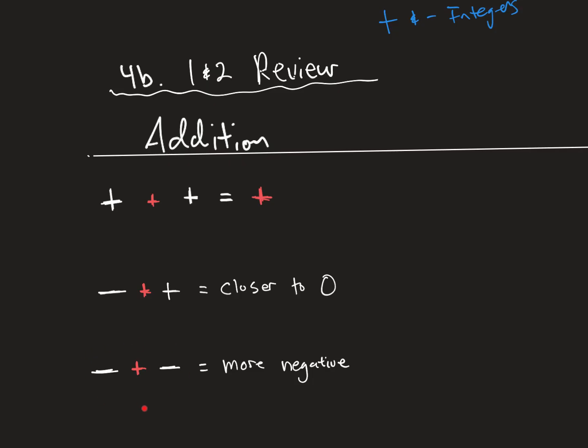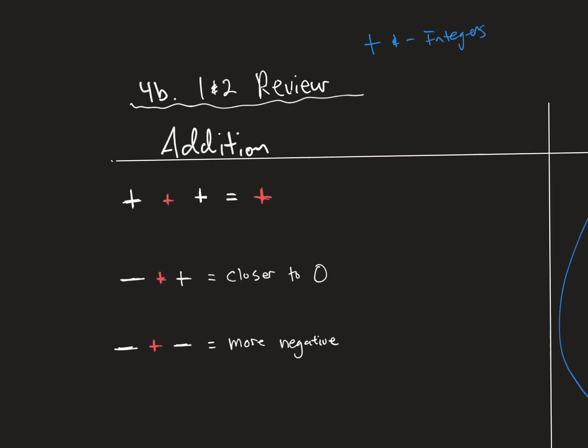If we are adding a negative number plus another negative number, it's becoming more negative. So if I had -3 plus -5, it would get me -8. We're moving farther away from zero, down towards the left. So those are quick little notes for addition.